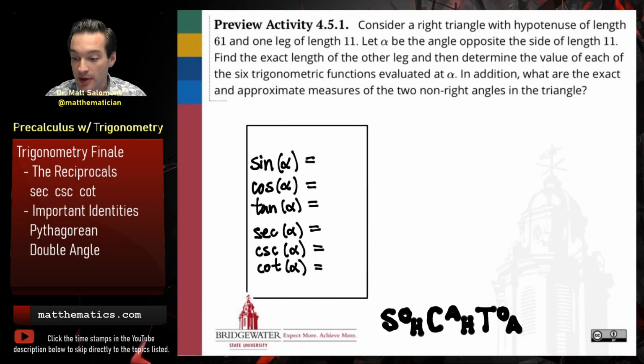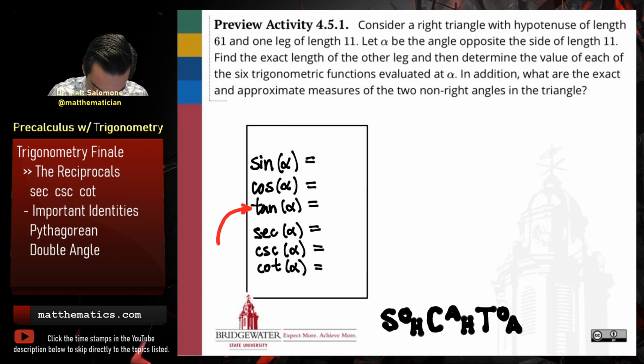So the first thing that we want to do is meet the reciprocals of the trig functions. So we know sine, cosine, and tangent. Sine, cosine, and tangent are our fundamental trigonometric functions. And each one of those has a corresponding, I call it an alter ego, a function which is the reciprocal of it. So for example, associated with the tangent of an angle, the tangent function, its reciprocal is a function called the cotangent.